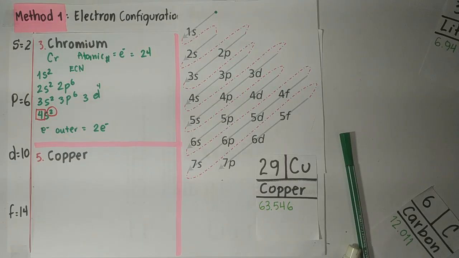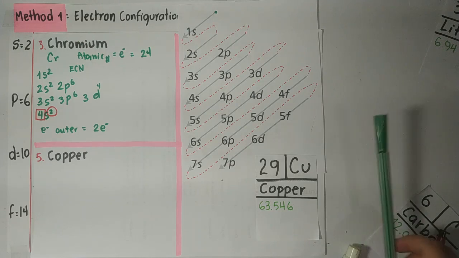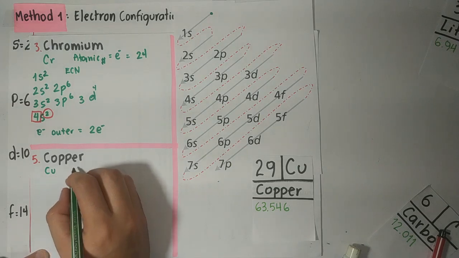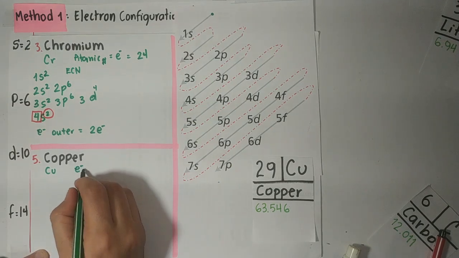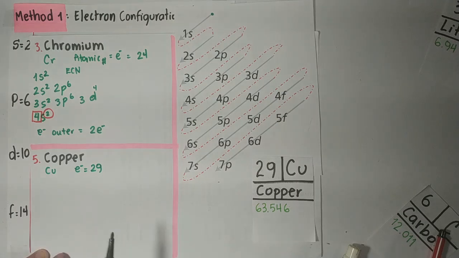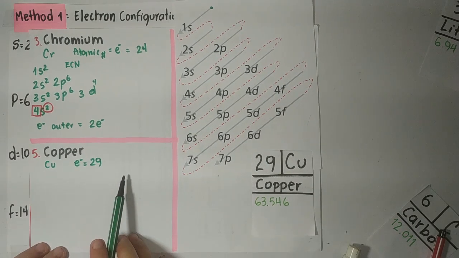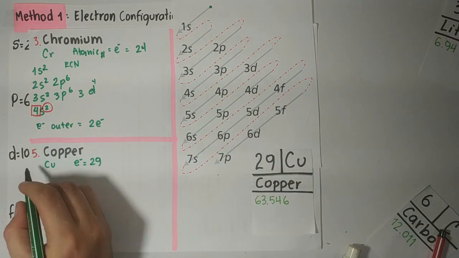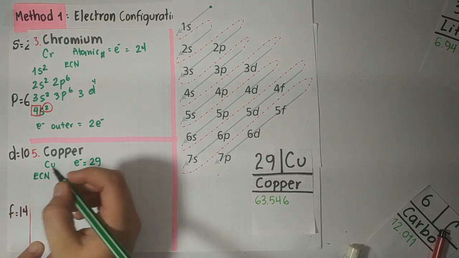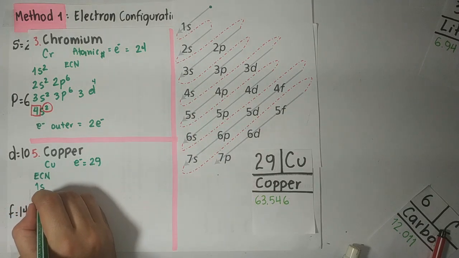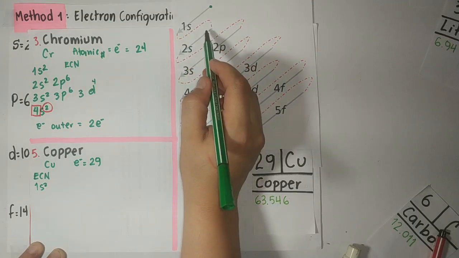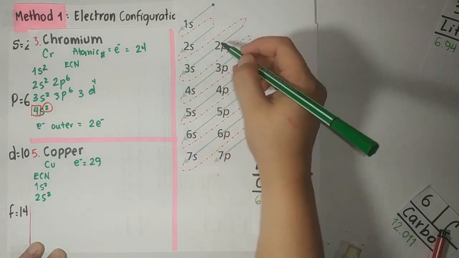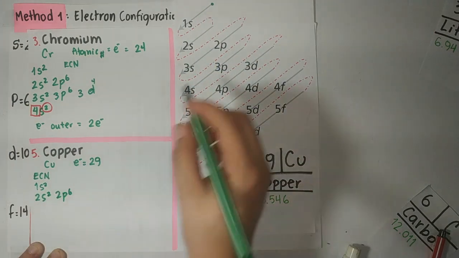For the next example, I have copper. So first of all, we write the atomic symbol, which is Cu. Cu, guys. You should say Cu, and the atomic number, or the number of electrons, is 29. That means that we need to reach 29 electrons during this process. So we always start here, and we say electron configuration notation. We say 1s2, and we follow, and then we continue 2s2. We follow, we continue 2p6.